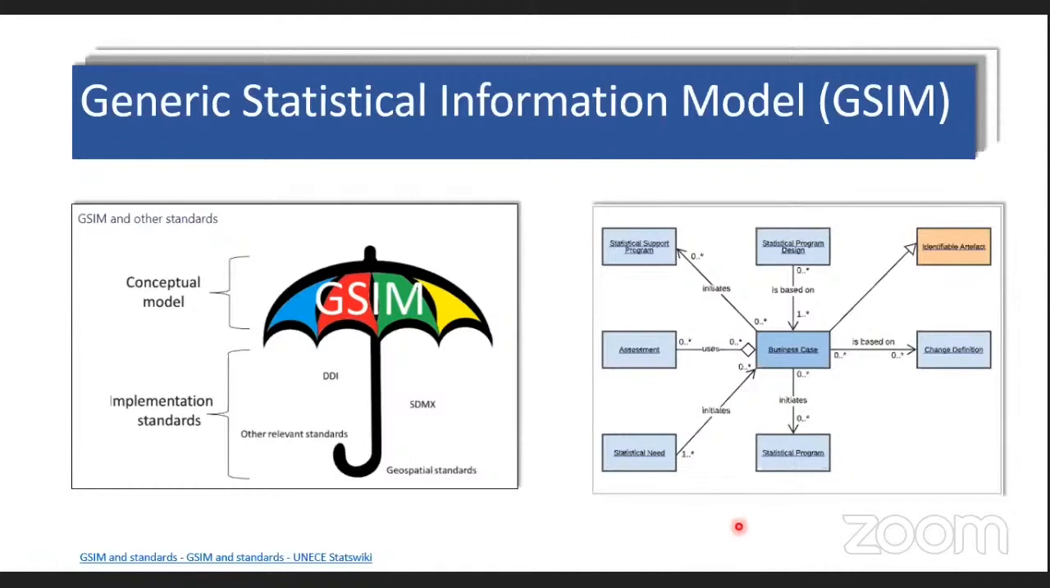On the right side is an example of how the objects look. In GSIM there are five main groups, and one of the groups is the business group. I'm sorry, I revise: there are five groups in GSIM, and one of them is the business group, and business case is one of the objects of the business group.